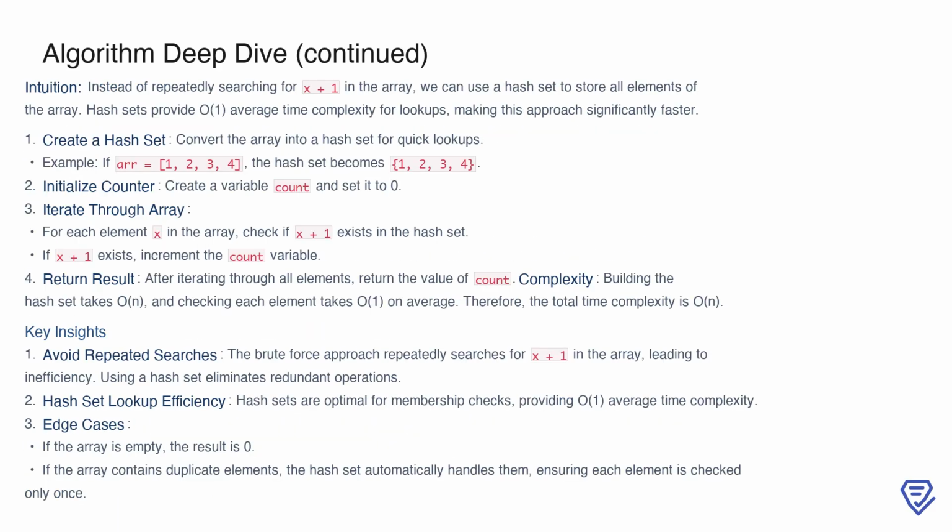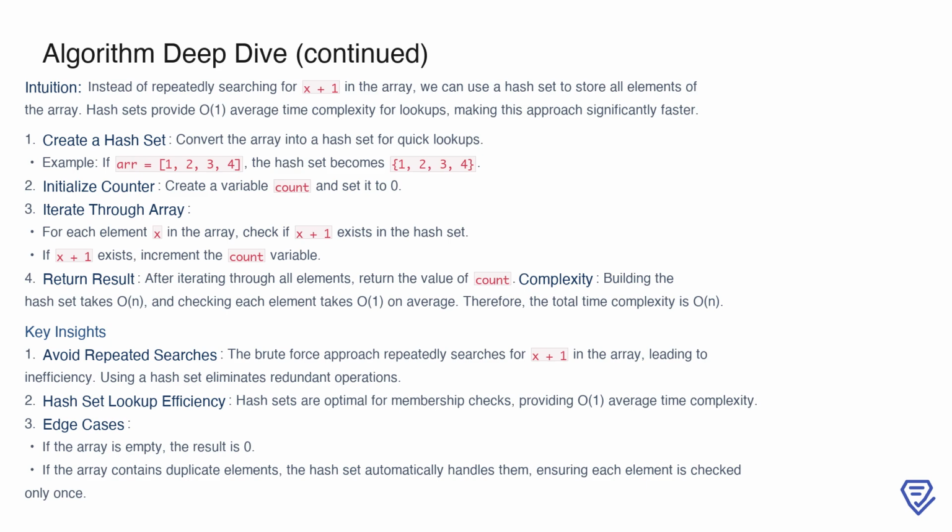A more efficient solution leverages a hash set to reduce the repetitive searches in the brute force approach. By converting the array into a hash set, we can perform membership checks in O(1) on average. The hash set provides a quick way to verify if x plus 1 exists without repeatedly scanning the array. We start by creating the hash set from the array, which stores all unique elements. Next, we iterate through the array, and for each element x, we check whether x plus 1 exists in the hash set. If it does, we increment our counter. Once all elements are processed, we return the counter as the result.